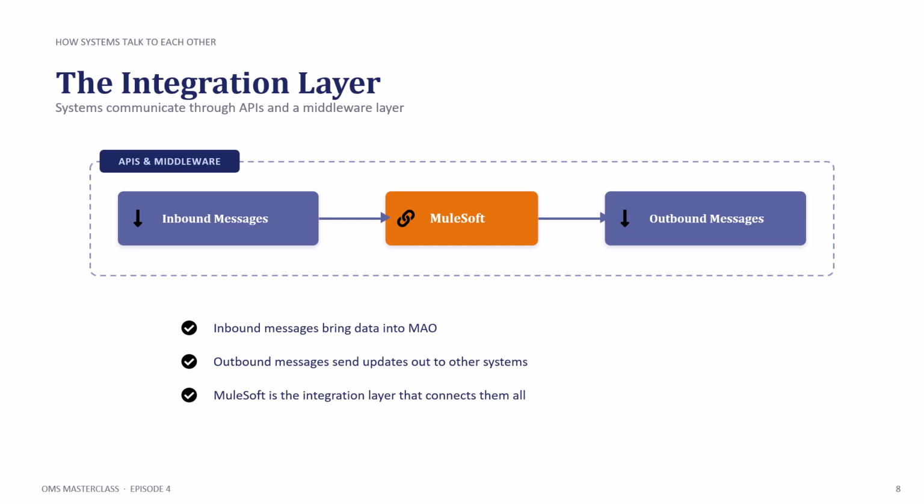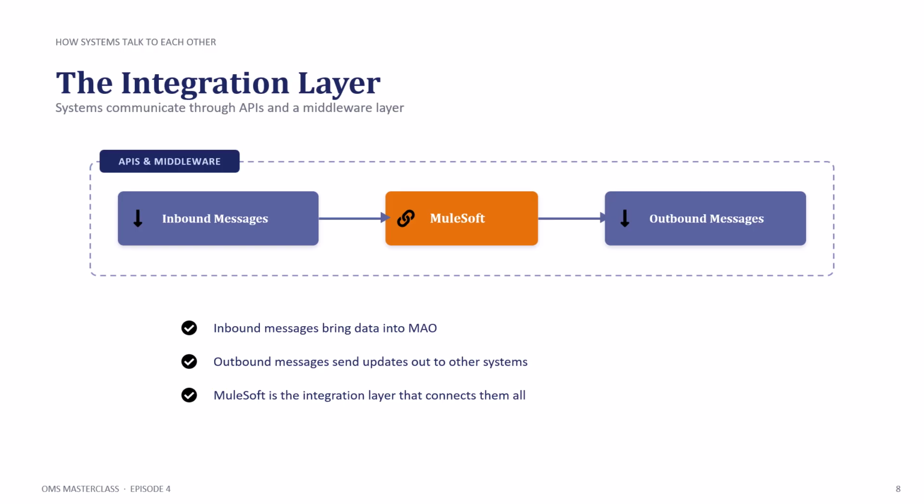So far, we have seen that MAO works with a lot of different systems. Now the next question is, how do all these systems actually talk to each other? That's where the integration layer comes in. Whenever information comes to MAO, it's called an inbound message. For example, inventory updates, order updates, or customer details coming from another application.